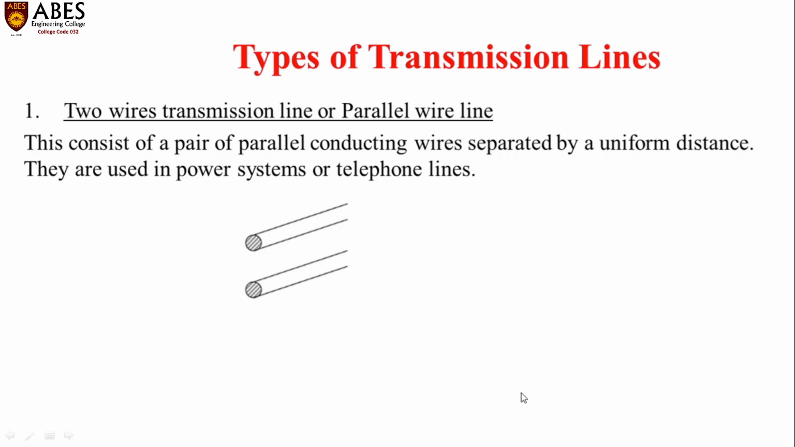Now comes the types of transmission line. A transmission line is basically of two types. The first one is the two-wire transmission line or parallel wire transmission line. A two-wire transmission line consists of a pair of parallel conducting wires separated by a uniform distance, and it is used in power systems or telephone lines. You can say that there are two parallel conductors separated by a uniform distance, and it is called the two-wire transmission line or a parallel wire line.